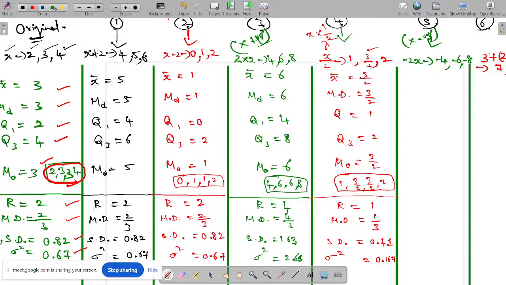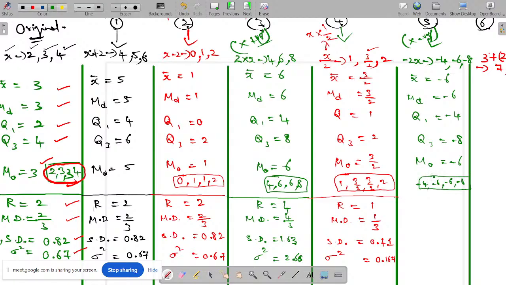Fifth case over means give me the answer. X bar is minus 6. Oh, I'm writing MD here. It's median. Median minus 6, quartile 1, quartile 3, mode. So you might have taken this as minus 4, minus 6, minus 6 and minus 8.